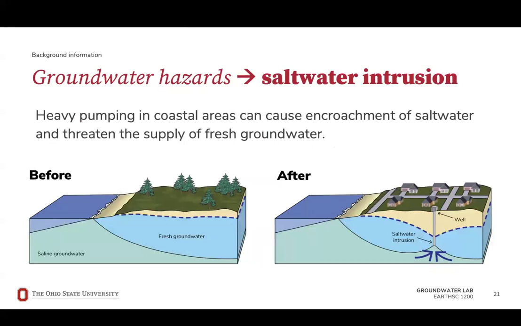Finally, this is a different type of groundwater contamination. Heavy pumping in coastal areas can cause encroachment of saltwater and threaten the supply of fresh groundwater. Before pumping, in the image on the left, fresh groundwater forms a lens below the ground. If the fresh water is pumped out too fast, saltwater from below is sucked up into the well.